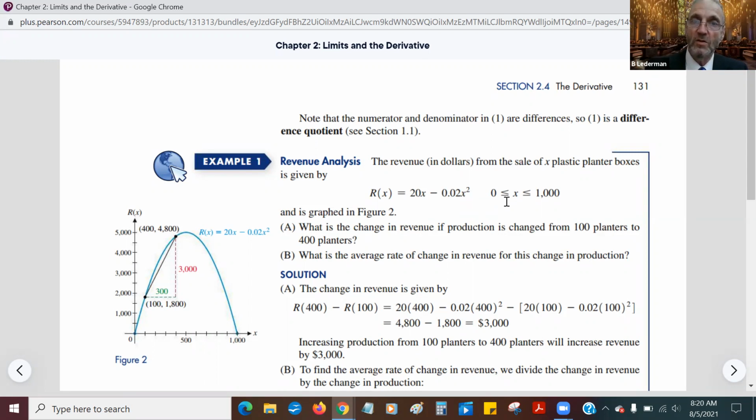And x goes between 0 and 1,000. I guess 1,000 is all we got. I don't know why it's limited by 1,000. Maybe that's the most you could sell. I have no idea. So this function, this graph here we have on the side, this is that function. So my revenue from the sale is given by this. That's my revenue.